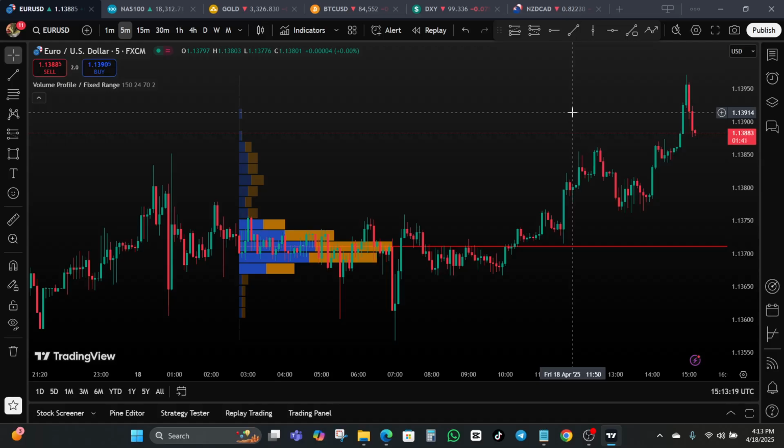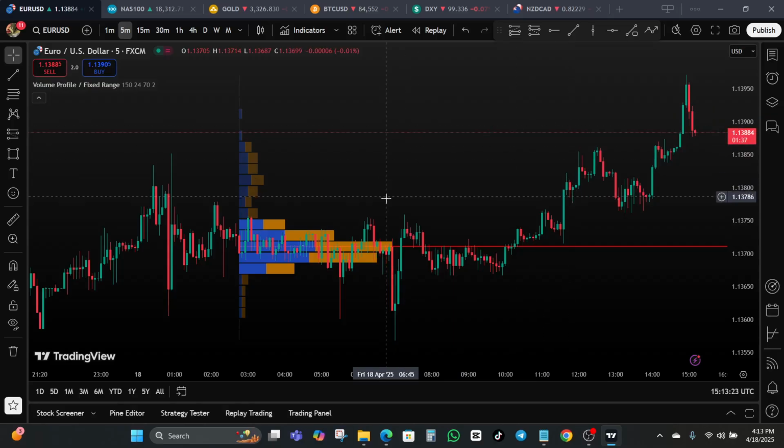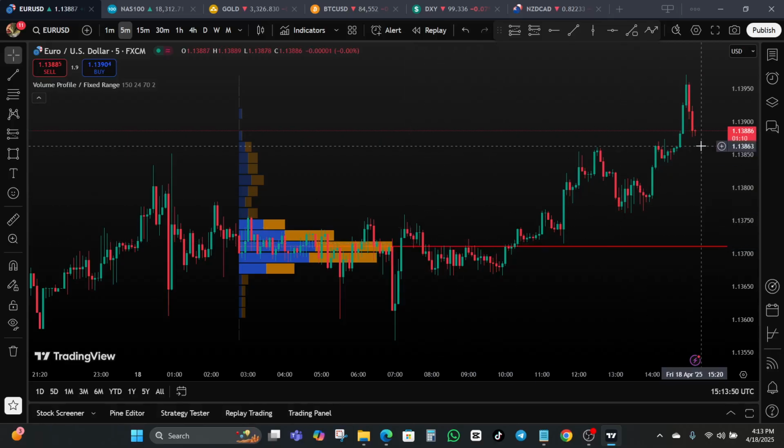It shows you exactly where the most volume has traded within a specific range. Can you see that? Why does that matter? Because it tells you where price acceptance happens, key zones for support, resistance, and reversals. So you can use it to identify high volume nodes and low volume voids. Price tends to react strongly to these zones, making it perfect for planning entries or exits.